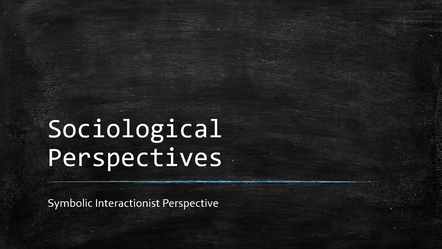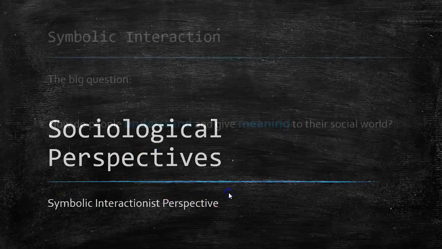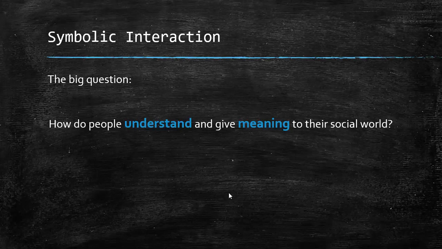Okay, in this quick video lecture, we're going to be covering the symbolic interactionist perspective. I'm just going to give you a quick overview of this theory. It is one of the four major theories as discussed in the introduction of the textbook. This theory is a micro-level theory, meaning that it's much more small scale. It is much more focused on what's happening at the individual level and in small groups.